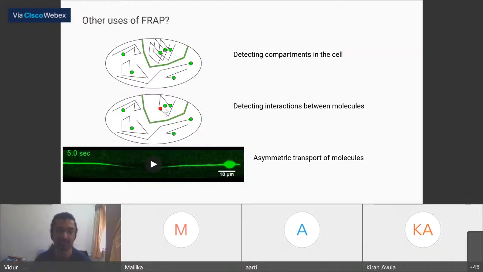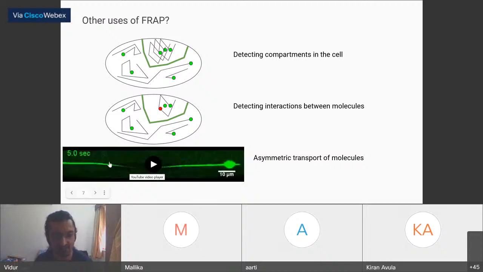The second can be to detect interaction between molecules, which is where you have two different fluorophores tagged to two different proteins. And if you do a FRAP on one of them with the second one constant, you can assess the recovery of one with respect to the second, thus suggesting an interaction between the two molecules. And the third one, which I generally use for my experiments, is to characterize asymmetric transport of molecules within the cell, in our case, a neuron. So here, when I photobleach a particular region, you can have recovery from the left or the right.